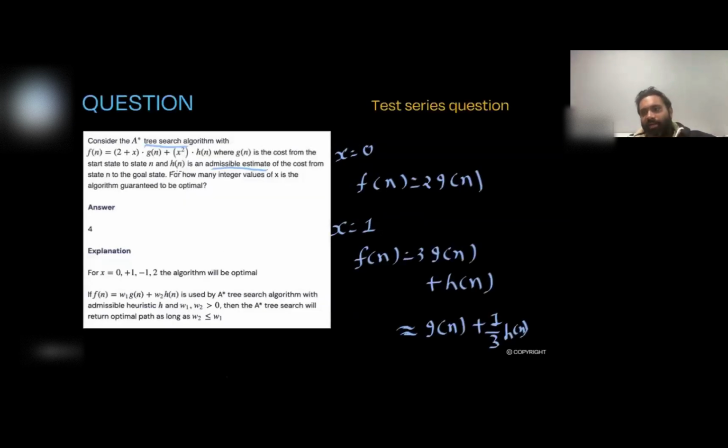Minus 2 you can also try considering. That will not give you the optimal solution because Gn gets eliminated. Minus 3 and so on will not give me the optimal solution. You can consider 3 as well, but the coefficient corresponding to Hn gets increased, so for 3 also it will not give optimal. So what are the possible values of x for which it will give me the optimal? 0, plus 1, minus 1 and 2.